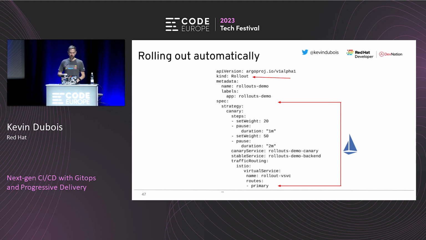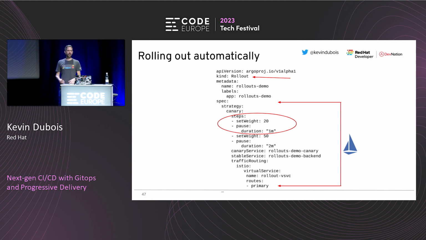So yes, more YAML. You can define a rollout strategy where you would say, hey, we're going to have different steps. Our first step is we're going to set the weight, the percentage of traffic, to 20%. We have the duration of 1 minute.